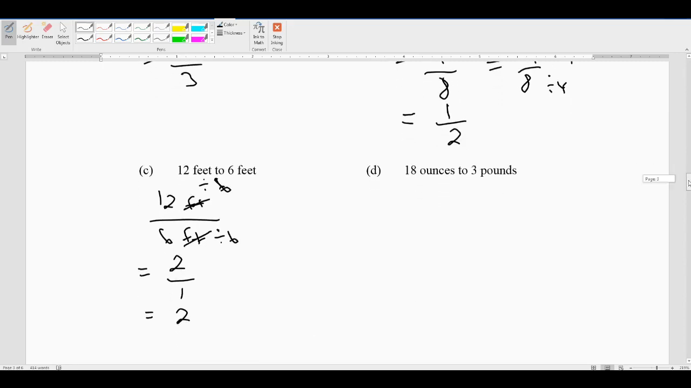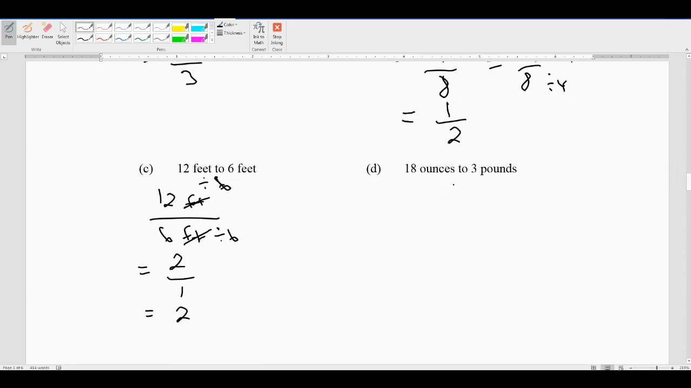Now this last example is interesting. We got to look at the units. So one ratio is 18 ounces over 3 pounds. However, these are not the same units, so we can't reduce the fraction quite yet. So we have to take into account that we know that 1 pound, hopefully you know, is 16 ounces. And if you have to know it, it'll be given somewhere.